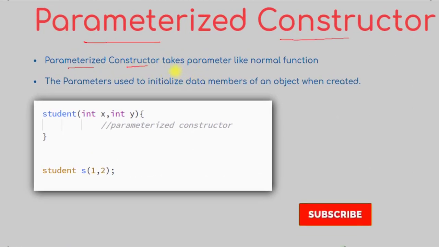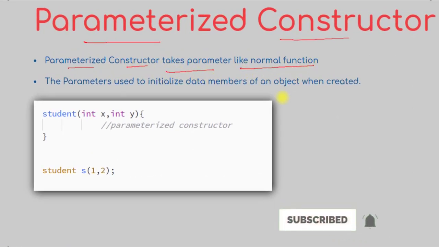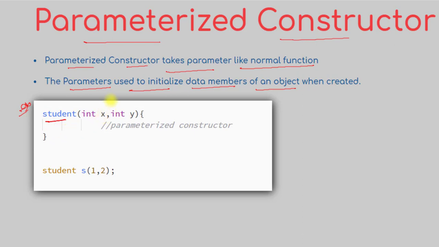Parameterized constructor takes parameters like any other normal function, and the parameters are used to initialize the data members of an object. Like in this example, here we have one constructor called student, which is taking two parameters, integer x and integer y. Now whenever we create an object of the student class and pass parameters, then the parameters will be mapped down to x and y, and eventually those parameters will be used to initialize the data members of the object.